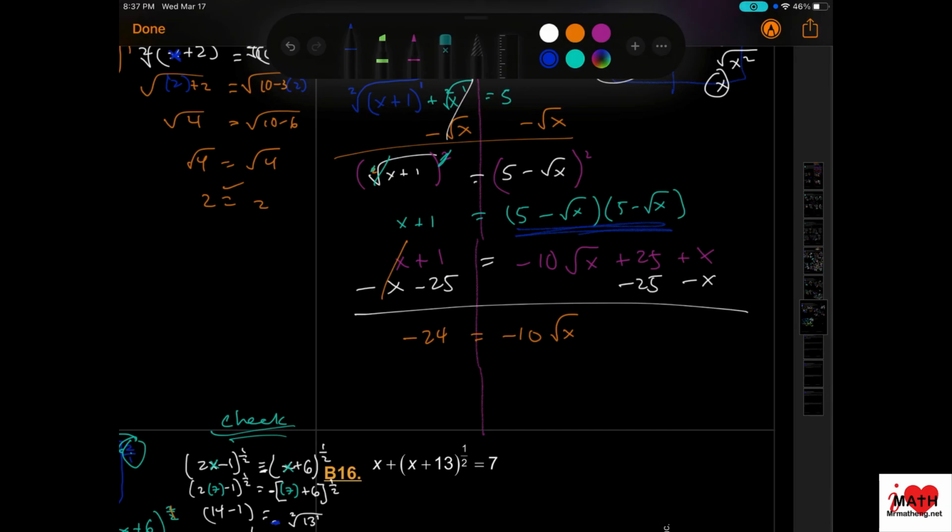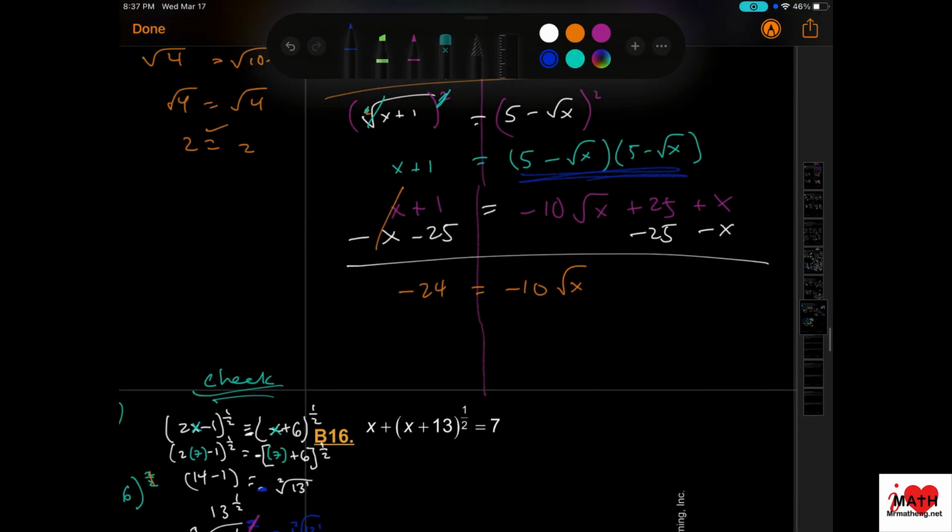Yes, and then plus x, 25. Okay. Might be easier if we just divide both sides by negative 1. What this does is it just eliminates the negative on both sides. So I get 24 equals 10 times the square root of x. And then from here, I can just divide by 10 on both sides.